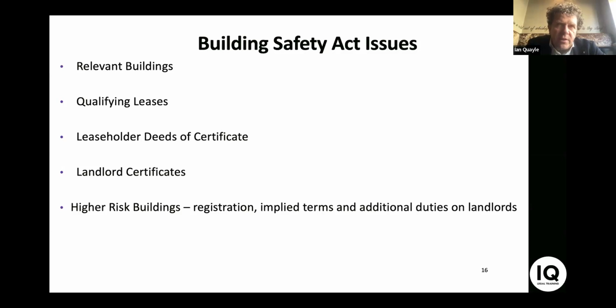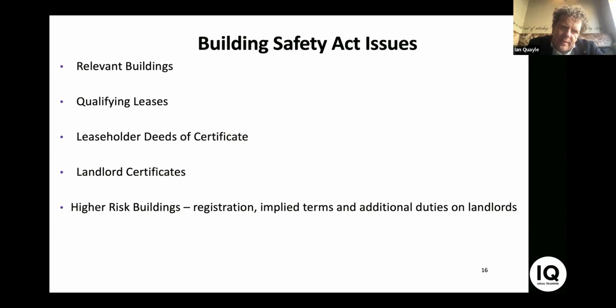So don't get the confusion that the BSA only applies to buildings that are more than 11 meters in height or more than 5 stories. The Act potentially applies to any building that contains 2 residential units. Yes, there are specific provisions that apply to buildings that are more than 11 meters or 5 stories in height. And there are also additional provisions in connection with higher risk buildings that exceed 18 meters in height. You need to be aware of that.